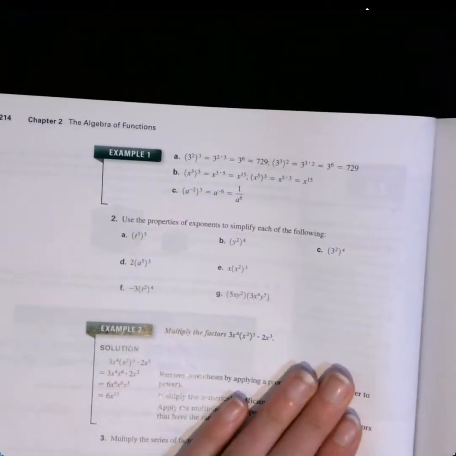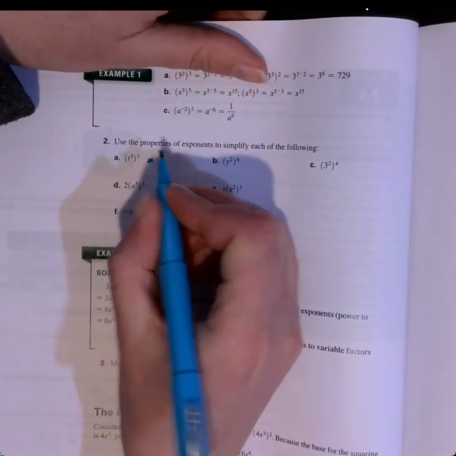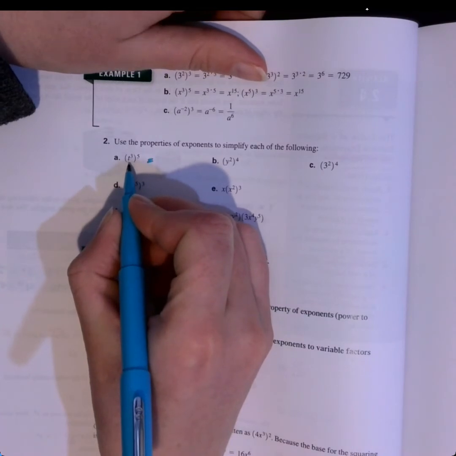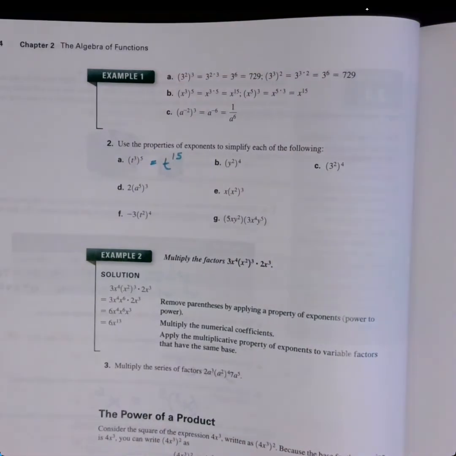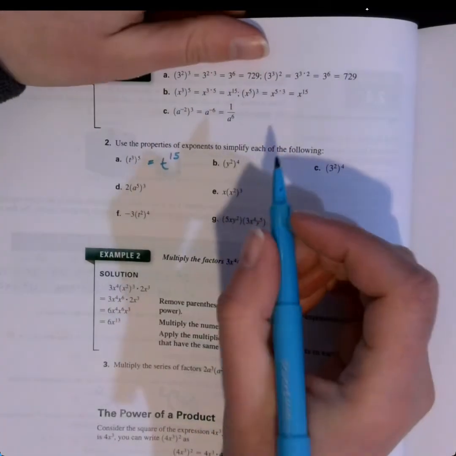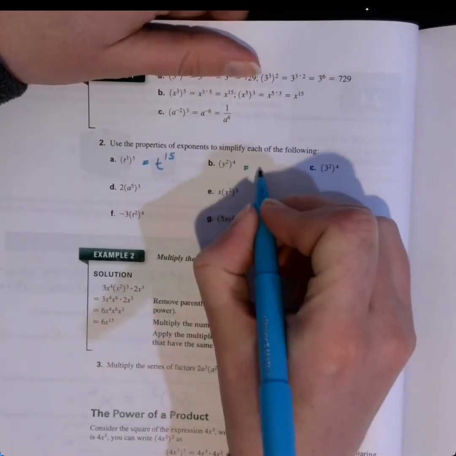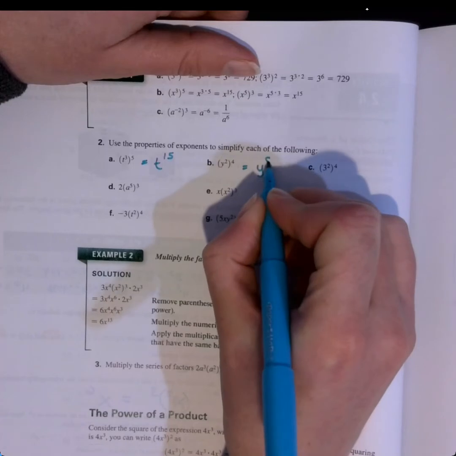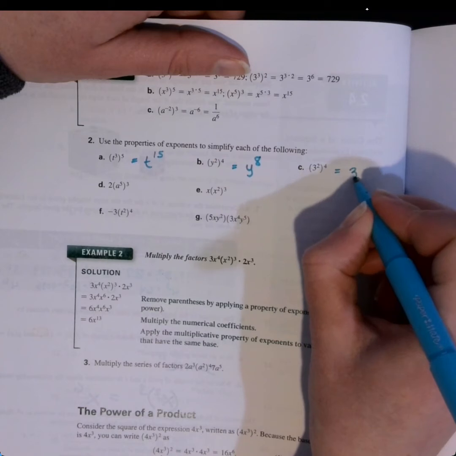All right, so we get to use this property a few times on the next page. There's an example at the top, and we're going to use the property for number 2. t to the 3rd to the 5th is going to be t to the 15th. I've got t to the 3rd five times. Altogether, that would add up to t to the 15th. If you were to add up the 3 five times, or just multiply, 3 times 5 is 15. Same thing over here. y squared to the 4th is y to the 2 times 4, which is 8. 3 squared to the 4th, that's 3 to the 8th.